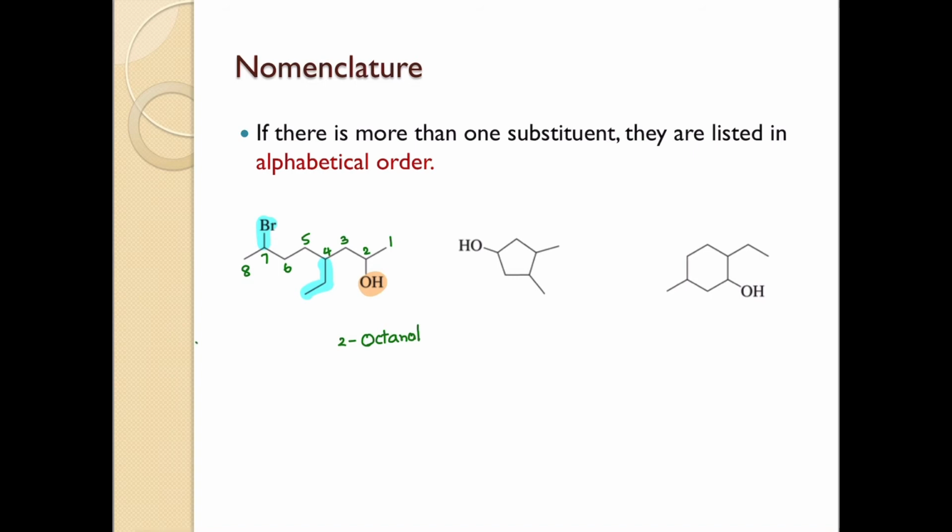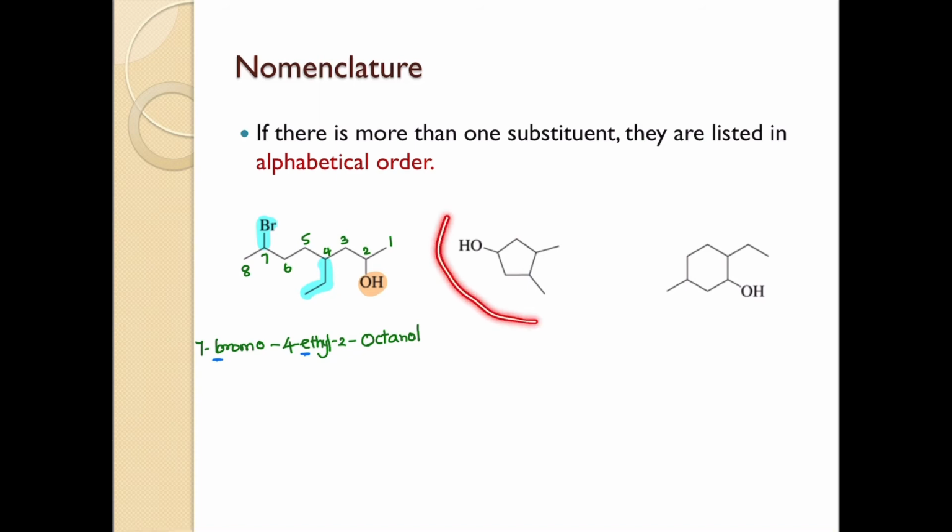So it's going to be 7-bromo, and then I have 4-ethyl because B comes first and then comes E. So the right name for this compound is going to be 7-bromo-4-ethyl-2-octanol. Okay, so make sure that you're alphabetizing if you're going to have more than one substituent. Okay, let's do the next example.